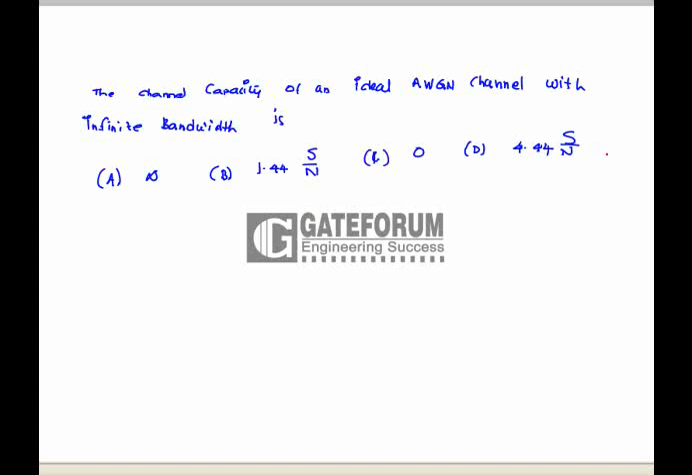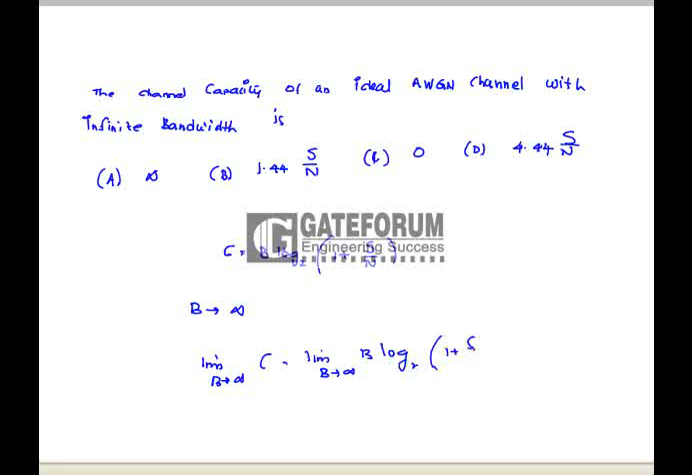Capacity of an ideal AWGN channel with infinite bandwidth is? For a channel whose capacity is defined as bandwidth times log base 2 of 1 plus S by N, if bandwidth tends to infinity and we simplify this, the limit of C as B tends to infinity gives 1.44 S by N. That is, option B is correct.